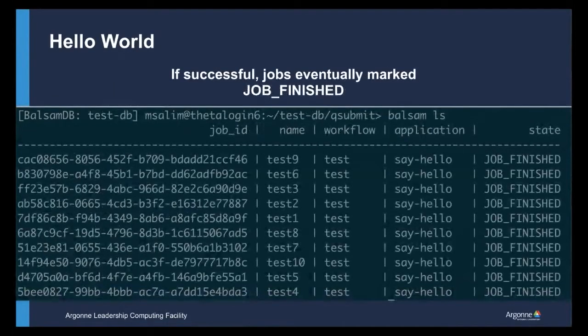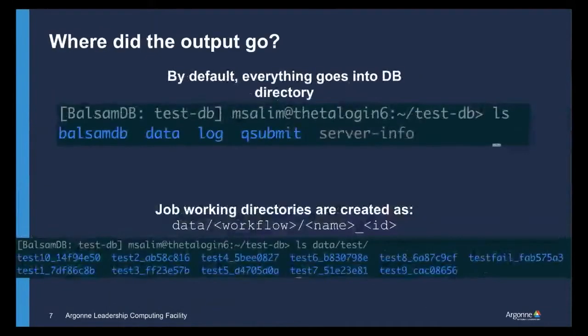So eventually, as this runs, the launcher will come online and pull tasks and run them, and you can track the status of your workflow with Balsam ls and see that eventually, in the successful case, jobs are marked as finished. All output goes into the Balsam database directory that you created. So in this case, inside of the testdb folder, you'll see a data subdirectory, and that houses.